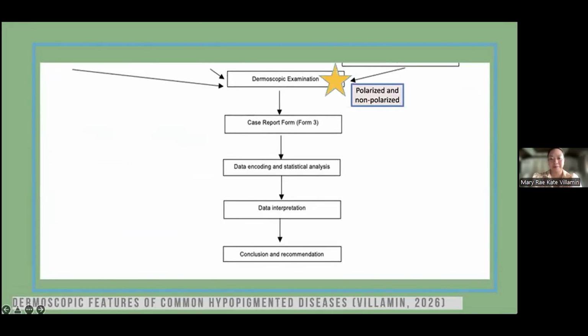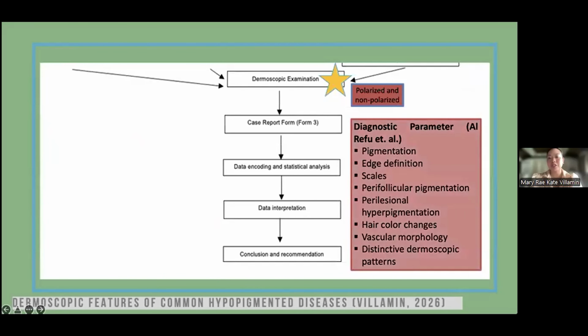All cases were examined with a handheld dermoscope using polarized and non-polarized light. Examinations were supervised by dermoscopy-trained PDS accredited consultants, and dermoscopic assessment focused on several parameters adapted from the study by Al Refu, including altered pigmentation within the lesion, edge definition, the presence of scales within and around the lesions, perifollicular pigmentation, perilesional hyperpigmentation, hair color changes within the lesion, vascular morphology and arrangement, including telangiectasia, and the identification of distinctive dermoscopic patterns.